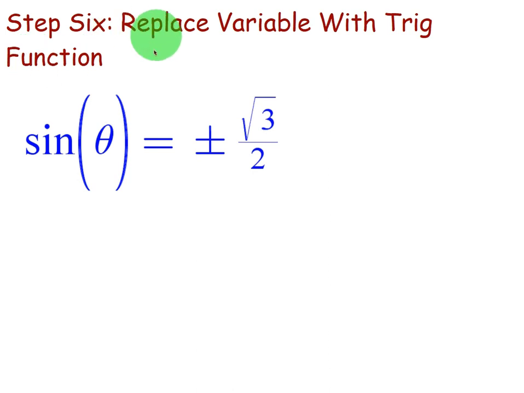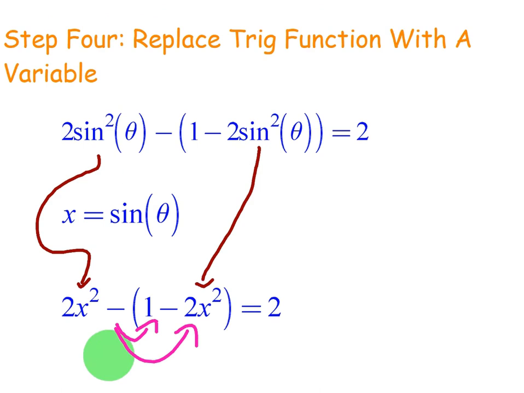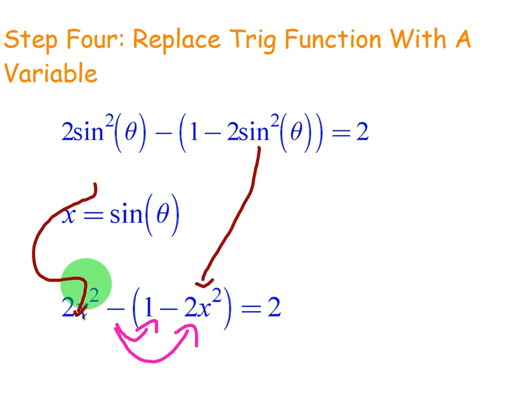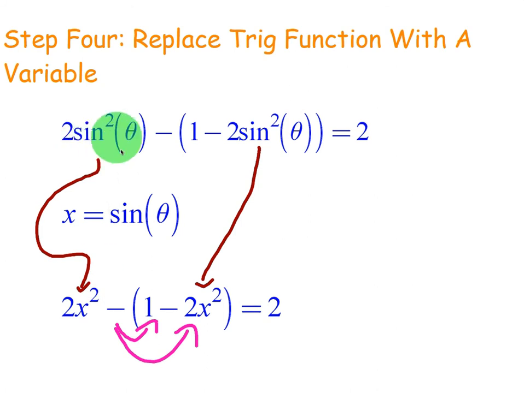We're solving a trig equation. So step 6, replace a variable with trig function. X, we said, was sine of theta, so x is replaced with sine of theta. And if you forgot that, we did that in step 4. Sine of theta is replaced with x. So now that we've solved for x, we're going to replace x with sine of theta, since x is equal to sine of theta. Okay.